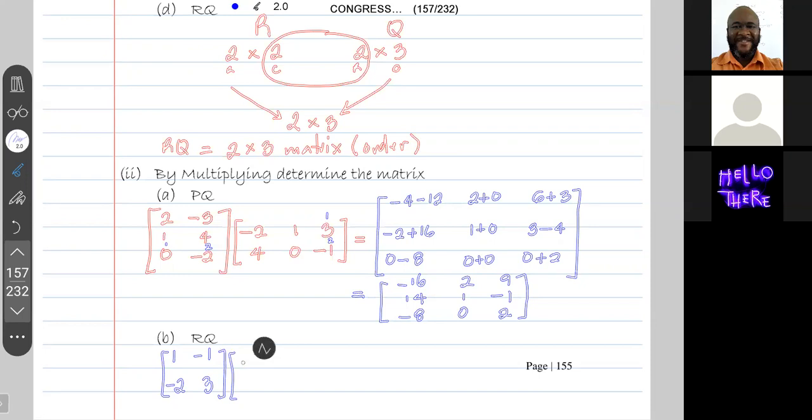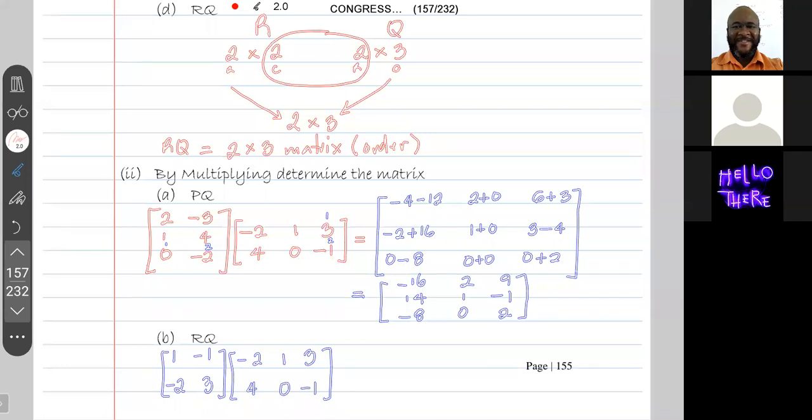And Q is the matrix minus 2, 1, 3, 4, 0, minus 1. So we're multiplying R, which is a 2 by 2 matrix, by Q, which is a 2 by 3 matrix. We should end up with another 2 by 3 matrix.